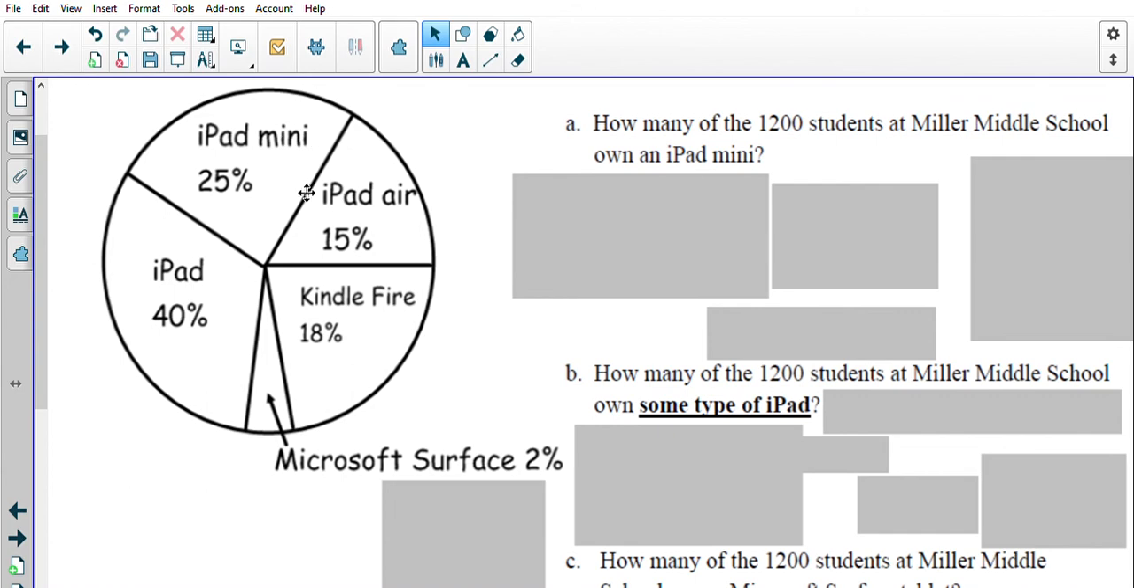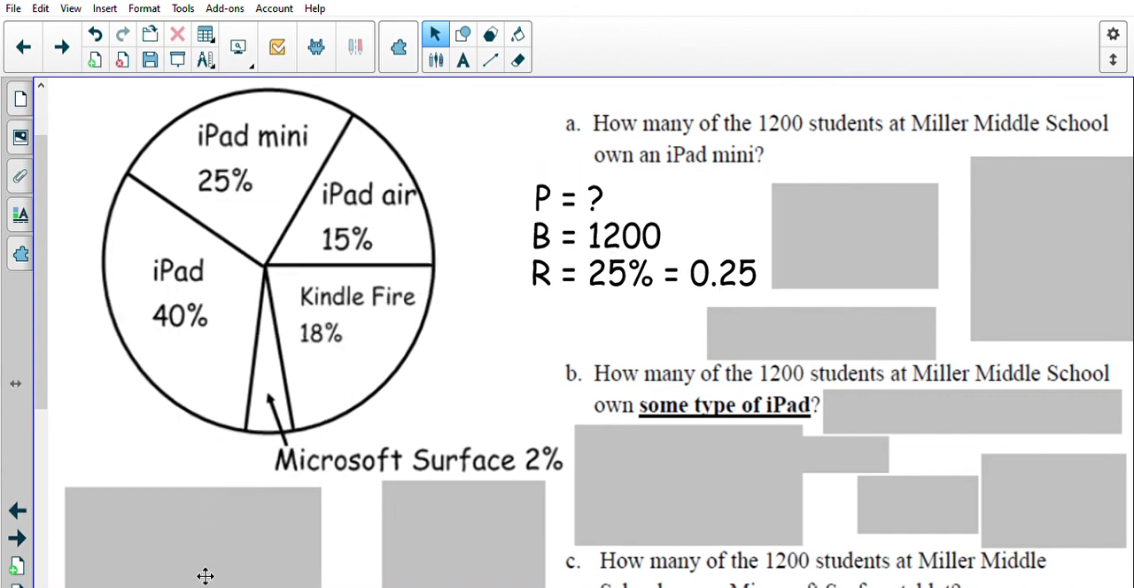So we see that 25% of students own an iPad mini. So if I'm going to set up either the percent proportion or percent equation, the part is my unknown, the base is 1,200 since that's the total number of students, and then R in this case is 25% or 0.25. So the percent equation would look like this. P equals R times B, or 0.25 times 1,200, would get us 300.